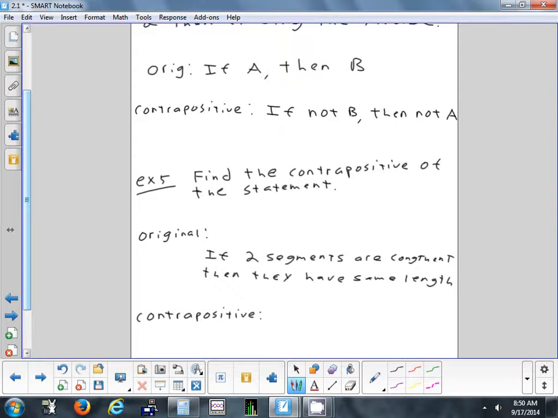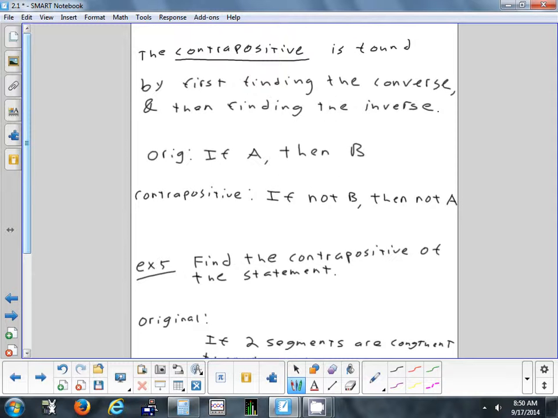Could you give me the contrapositive of the original statement? I'm not sure. Okay, what are the two steps you have to do for the contrapositive? First thing you have to do is find the converse. So we're going to switch the hypothesis and conclusion. And then what do we do with the converse? I don't know. So first find the converse, and then find the inverse of that.